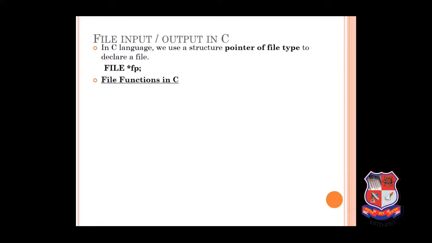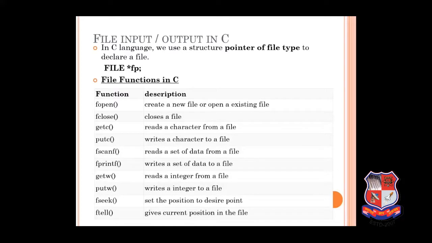Now there are some functions we can perform on a file. First is fopen, which will create a new file or open an existing file. Next is fclose, it will close a file. Getc will read a character from a file. Putc will write a character to a file. Fscanf reads a set of data from a file. Fprintf writes a set of data to a file. Getw reads integers from a file. Putw writes an integer to a file.